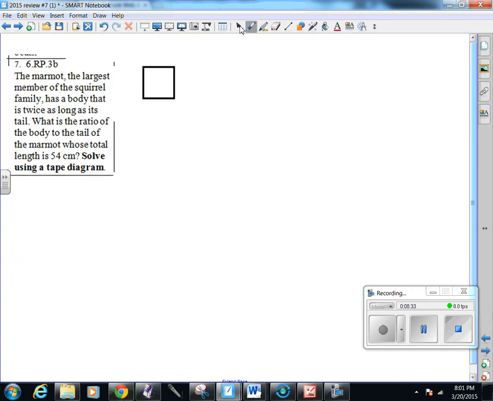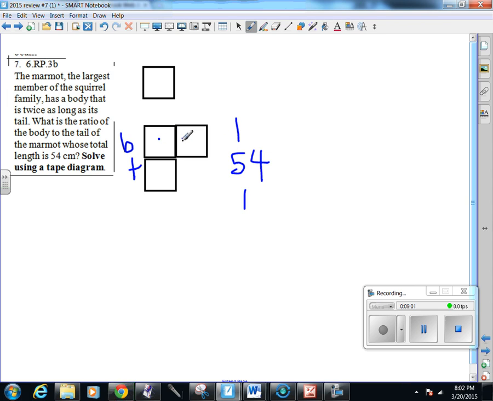Question 7 says that the marmot is the largest member of the squirrel family. It has a body that is twice as long, so here's the body, as its tail. So we've got the body, and we've got the tail. And it says the total length is 54. So if you remember, you have to look at these 1, 2, 3 boxes and figure out how this can be split evenly amongst them. And then it says, what is the ratio of the body to the tail if it's 54 centimeters? So what I want to know is how long is the body and how long is the tail if the whole thing is 54 centimeters.